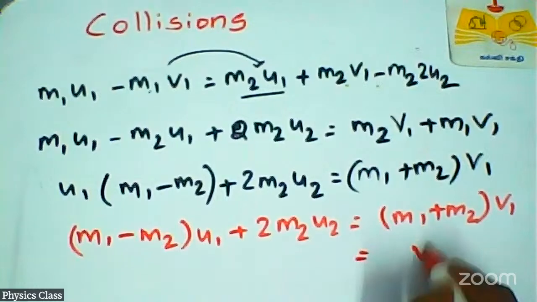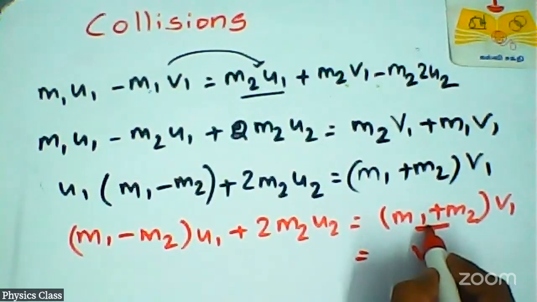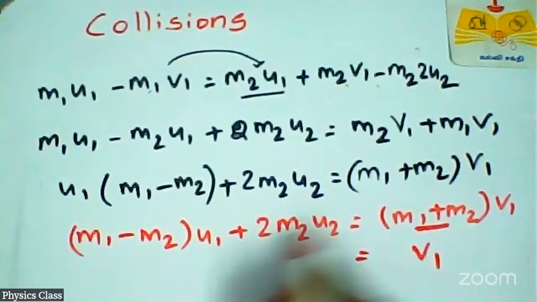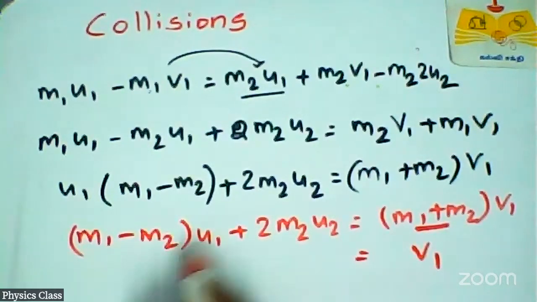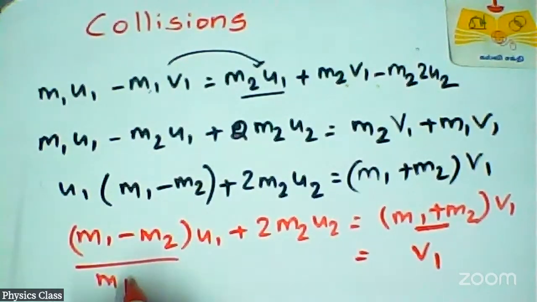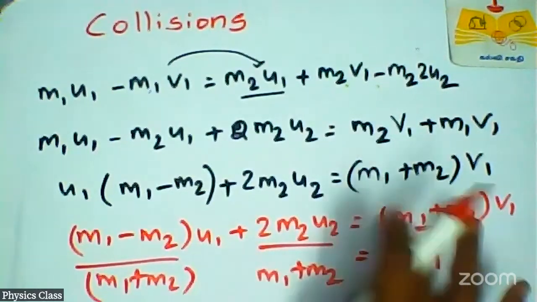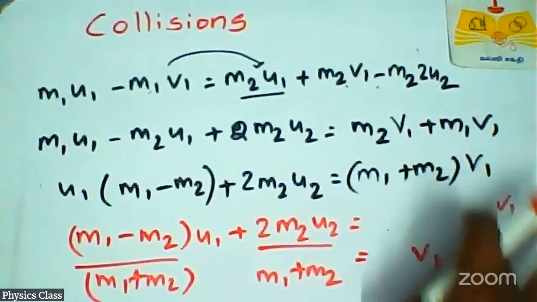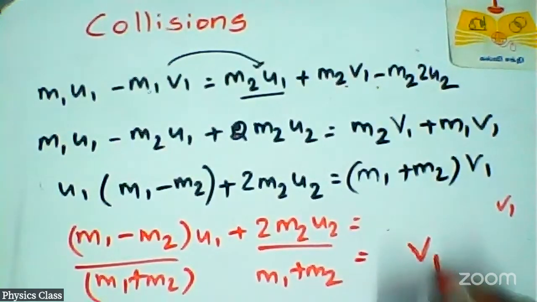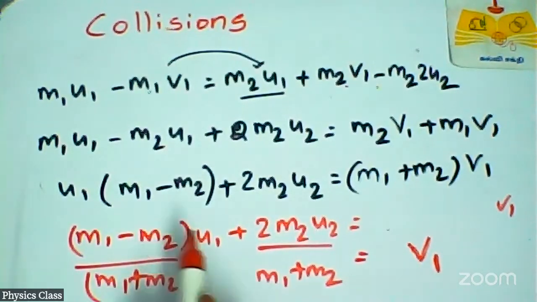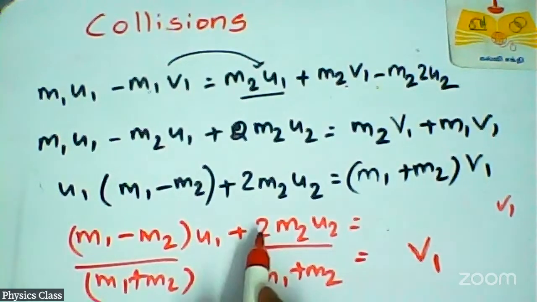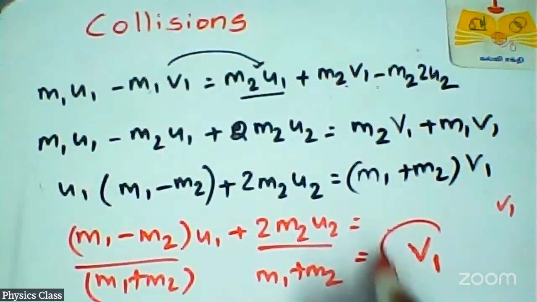To find v1, this quantity m1 plus m2 goes here, that is, we divide by it. Because this quantity goes into here, we will get for v1: m1 minus m2 times u1, plus 2 m2 u2, all divided by m1 plus m2. This is the equation for v1.